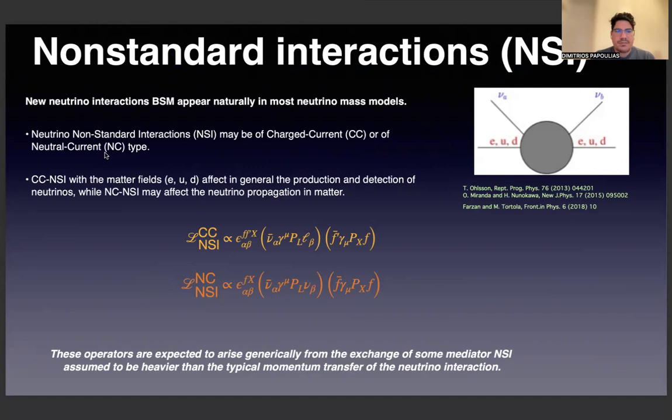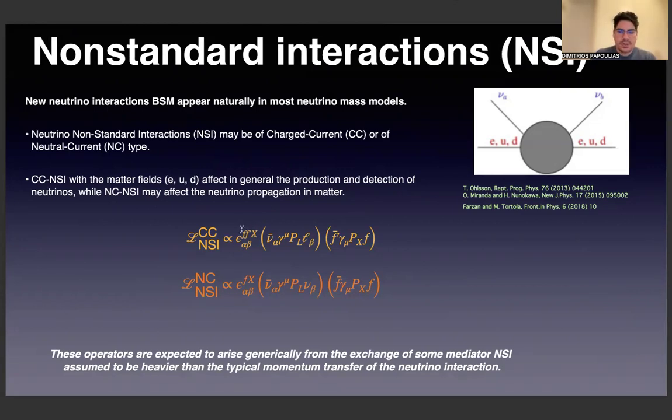These NSIs appear naturally in most neutrino mass generation models. These NSIs can be either charged current or neutral current. You can see the two Lagrangians here. The charged current ones affect the production and detection of neutrinos, while the neutral current ones affect only the neutrino propagation in matter. These operators are expected to arise generically from the exchange of some mediator, assumed to be heavier than the typical momentum transfer of the neutrino interaction.